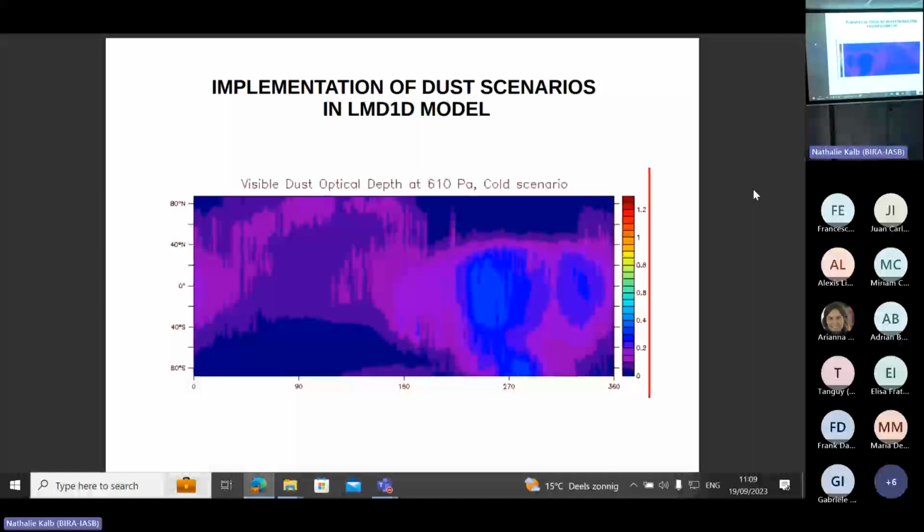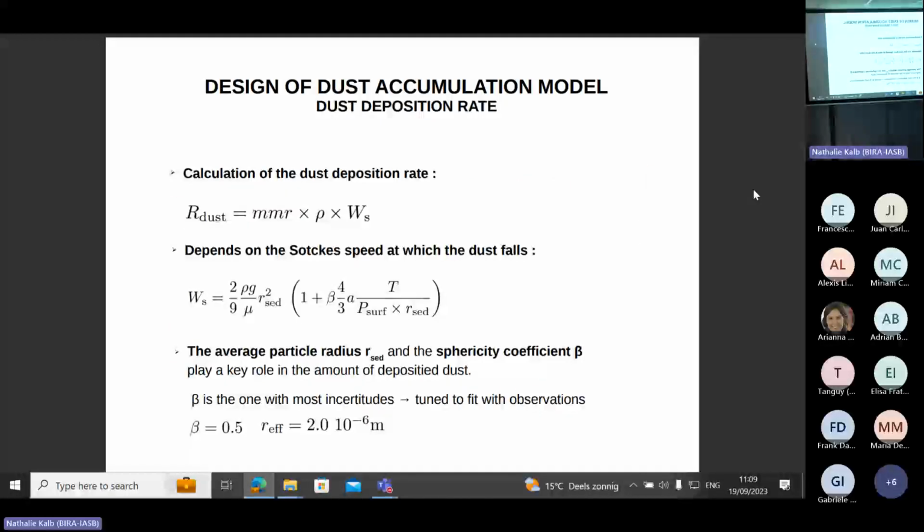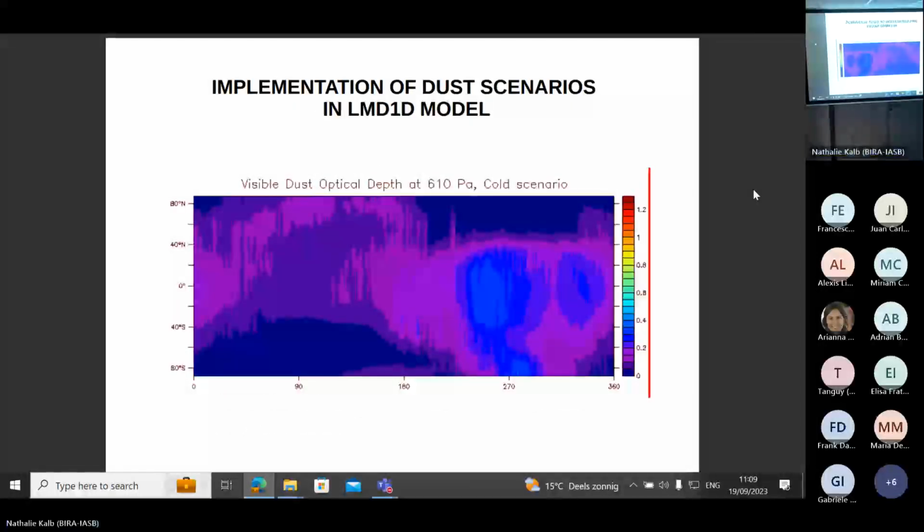And we do the same for what we call the cold scenario, but instead of taking the maximum value at each location and each date, we take the minimum value of all the Martian years, and we decrease it by 50%, to keep it realistic but still an extreme scenario.